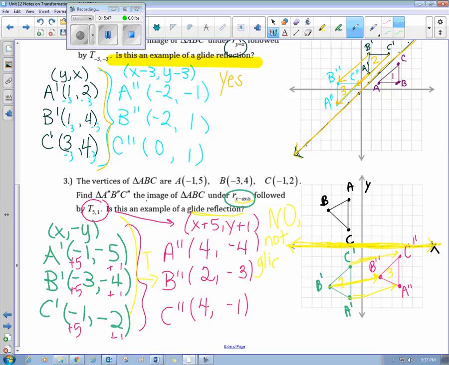That's the question they were asking, because it's not parallel to the line of reflection.